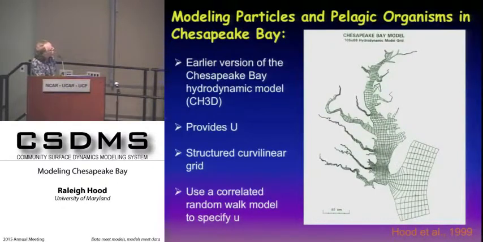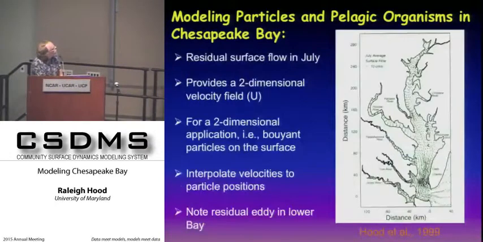It's called CH3D, curvilinear hydrodynamics in 3 dimensions. This is a kind of a low resolution version of it, and this provides us with that deterministic large-scale velocity field that we can model. And then what we do in this particular study is we use a correlated random walk model to specify the turbulent part of the movement. And this particular study was a 2-dimensional study, okay?